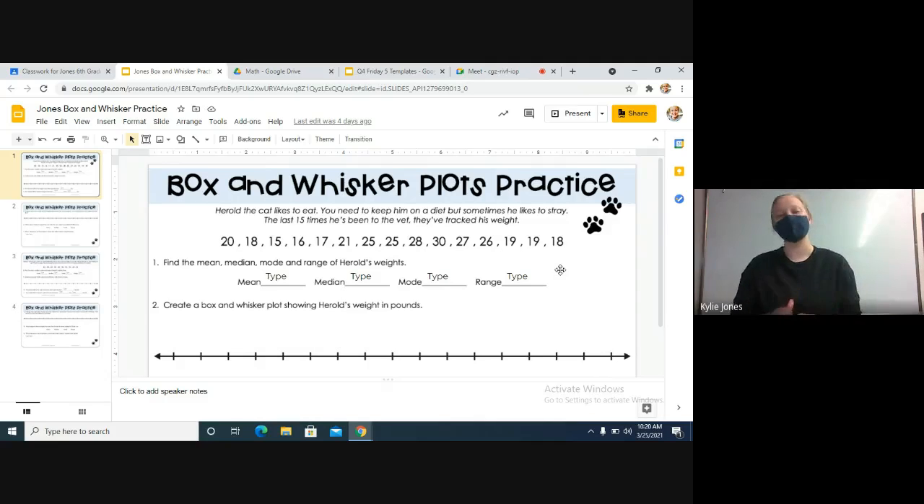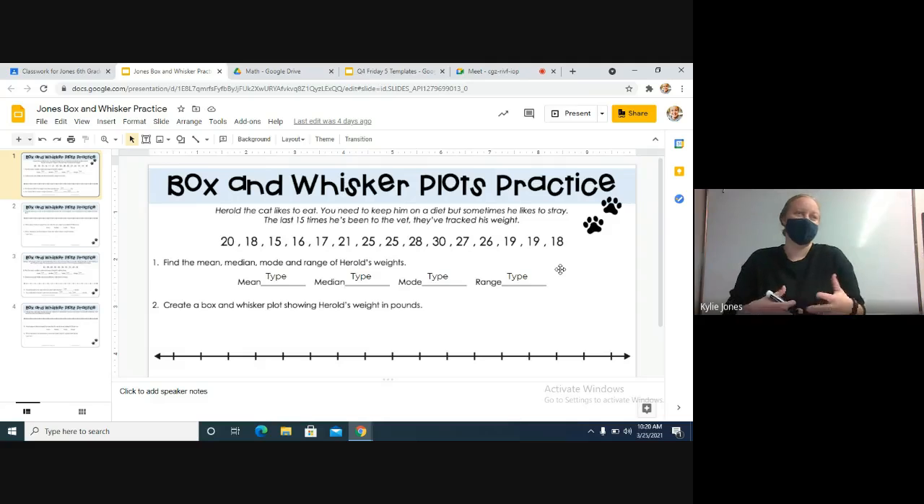Anyway, Harold the cat likes to eat. You need to keep him on a diet, but sometimes he likes to stray. The last 15 times he's been to the vet, they've tracked his weight. So all of these numbers are his weight every time he's been to the vet. He's kind of a big cat. That's 20 pounds, 18 pounds, 15.